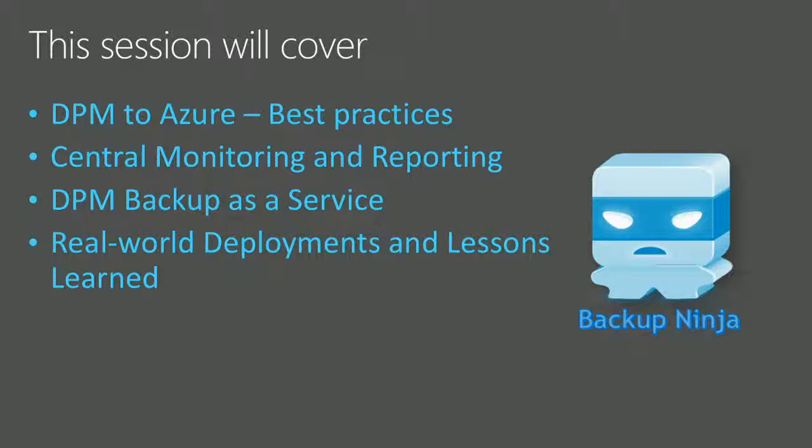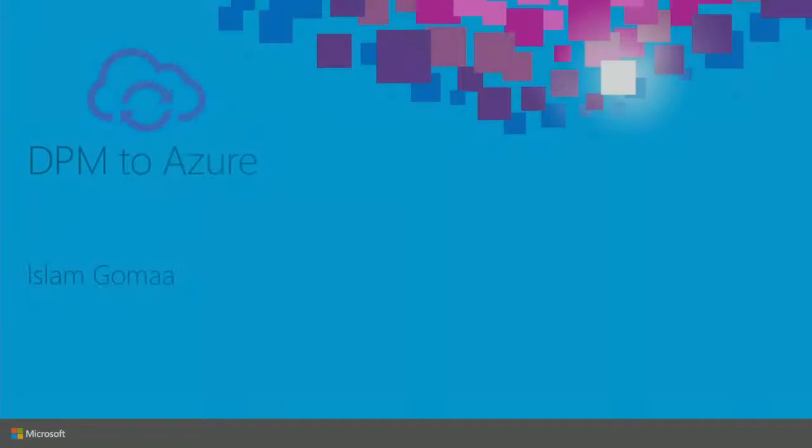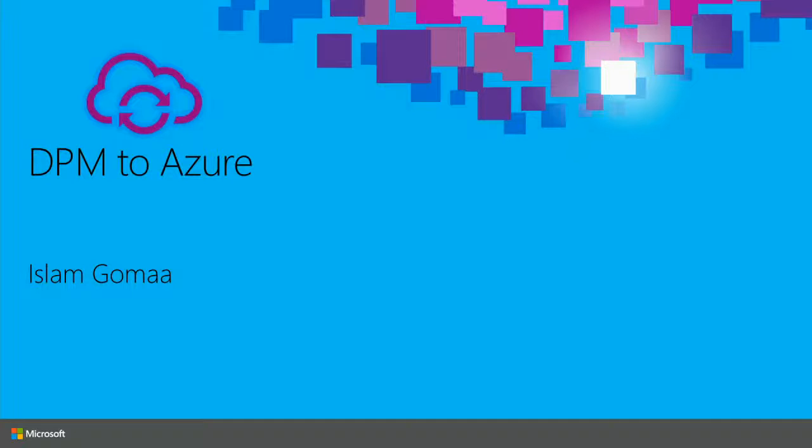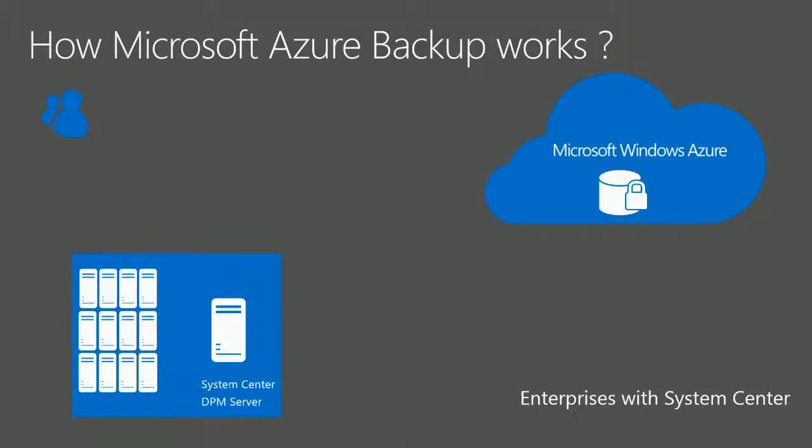So we have DPM to Azure best practices. We have System Center monitoring, and DPM backup as a service, which is BAAS. This is something new that maybe we haven't shown to anyone. You are the first crowd to see it. Then Robert will talk about real-world deployment and lessons learned. Between the three of us, when we opted in to present this session, we had maybe 25, 30 deployments of DPM, so it shows the best deployments of them. And all of them happened after the release of UR5, because it enabled a lot of features for us to connect DPM and Azure.